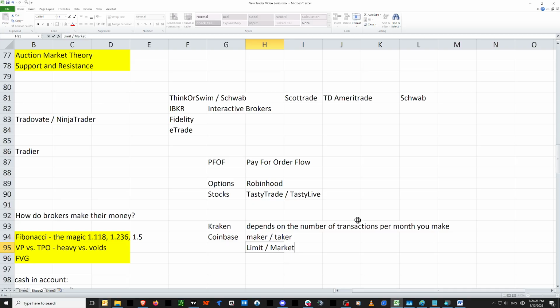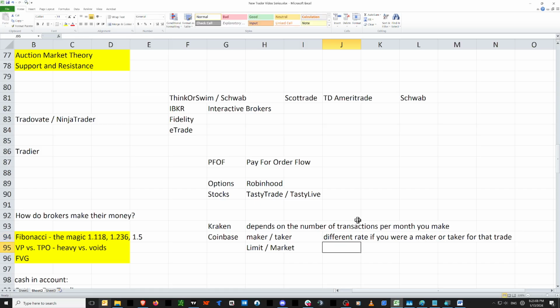That's called a taker. Remember that stops are market orders. They sit on the book, but they're not a limit order. They are a market order waiting to be triggered. So a stop is a taker. And so what you'll see here with Kraken and Coinbase is that they will give you a different rate depending on if you were a maker or taker for that trade.